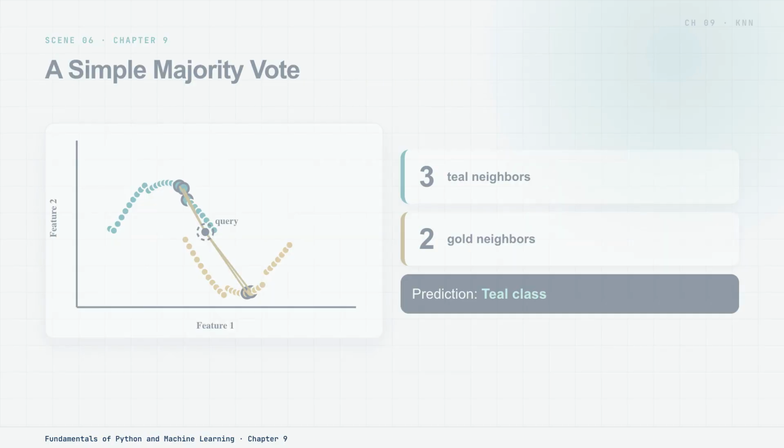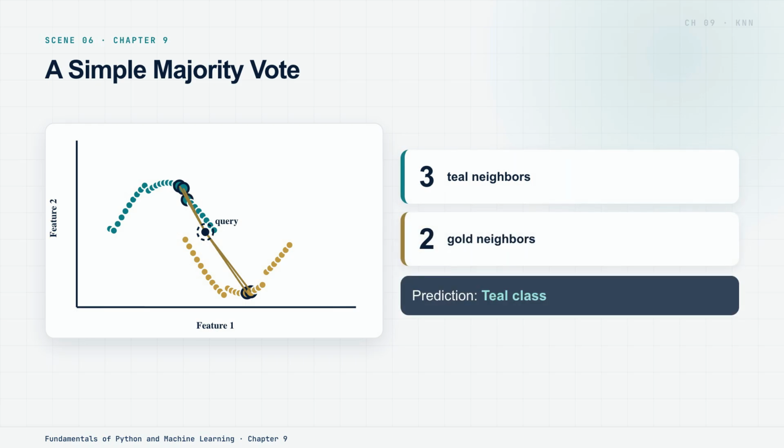Suppose k equals 5. The algorithm identifies the 5 closest training observations. If 3 neighbors belong to the teal class and 2 belong to the gold class, the majority class is teal. The query point is therefore classified as teal. The algorithm does not ask which class is most common in the entire dataset. It focuses on the local neighborhood surrounding the query. This local approach allows KNN to represent relationships that may not follow one straight decision boundary.